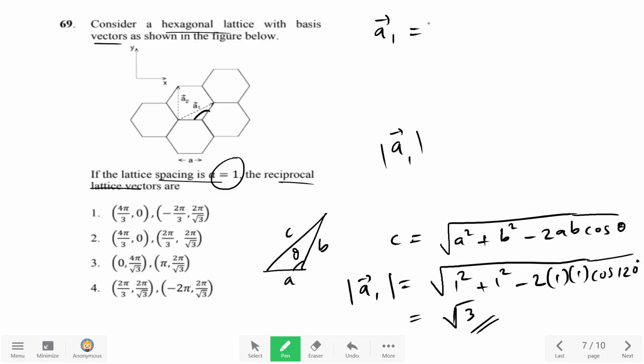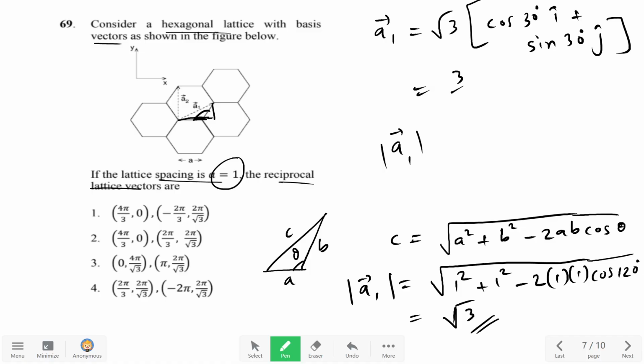Let's write the A1 vector now. Root 3 times, we have to multiply by the x component and then add the y component. So the x component is cos 30 degrees times root 3 i cap plus the y component is root 3 times sin 30 degrees j cap. Therefore, this comes out to be equal to 3 by 2 i cap plus root 3 by 2 j cap. So this is our A1 vector.